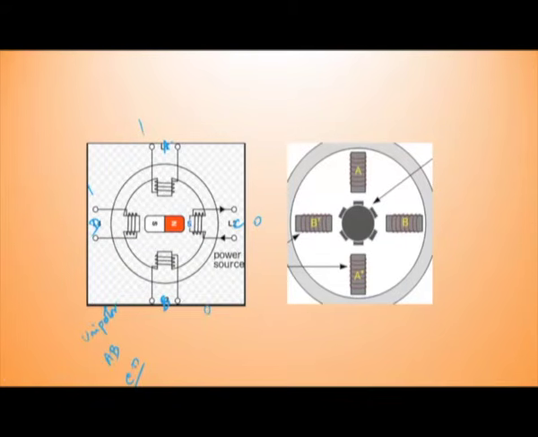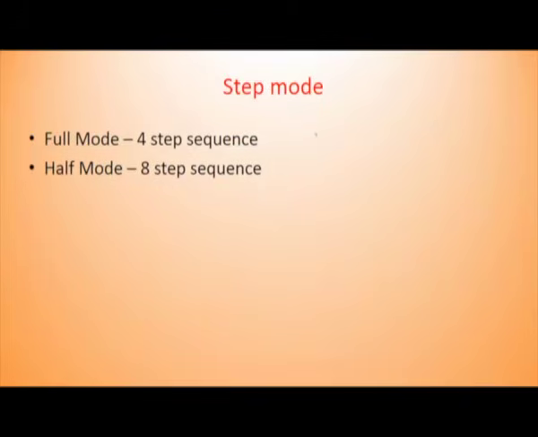So, suppose I am giving A, B, C, D: first A and D should be 1, and at that time B and C are 0. There is no electric signal applied for B and C stators, only for A and D. This is the initialization value you can consider, this is step 1. Then, suppose I am rotating in the right direction, what will happen: 1 1 0 0. This is the second step.